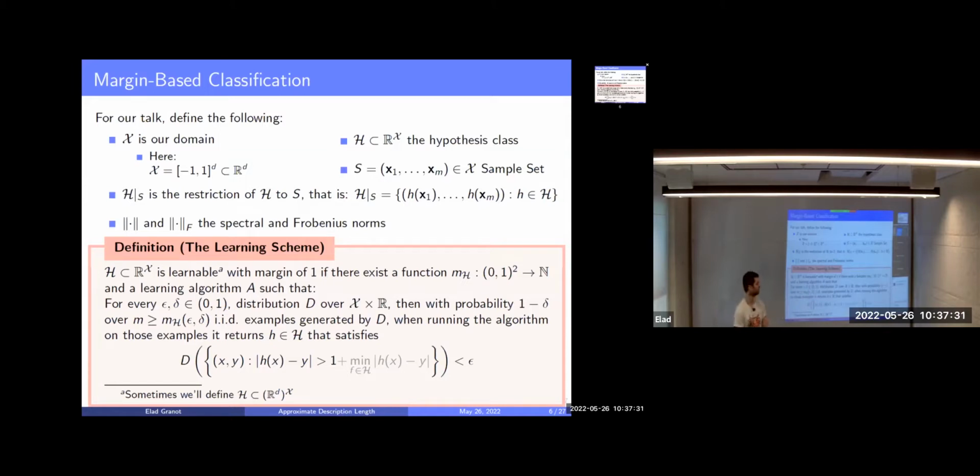Yeah. Where? Minimum over H. The agnostic. Oh yeah, this one should be F. Yeah. All right, thank you.